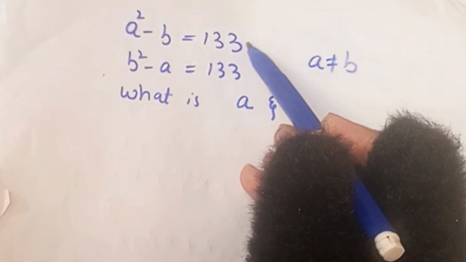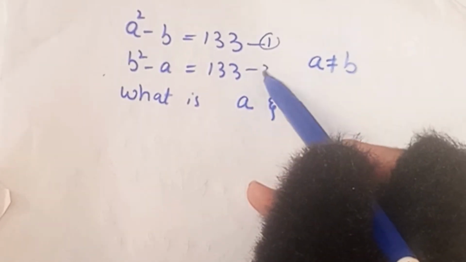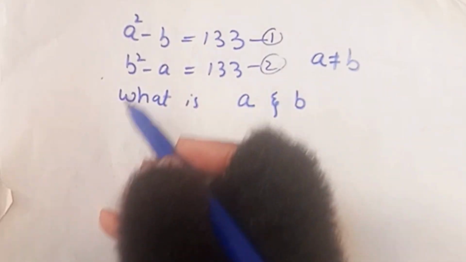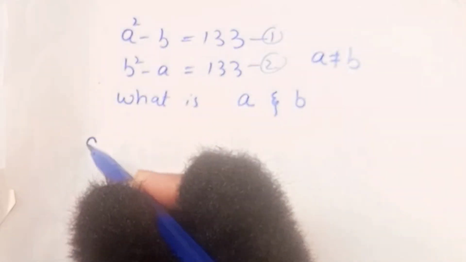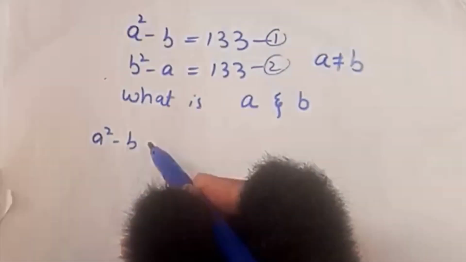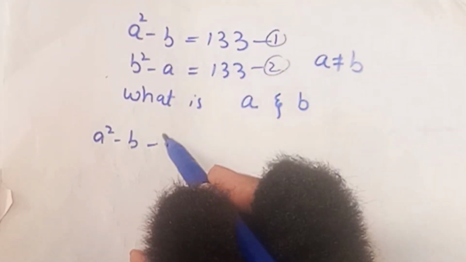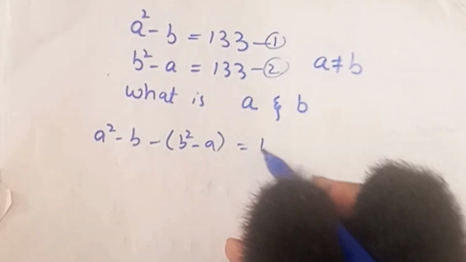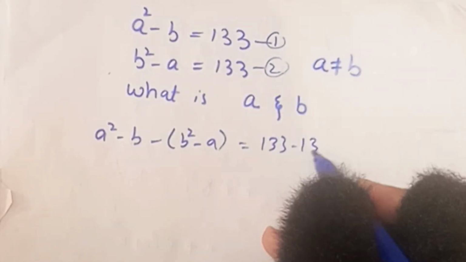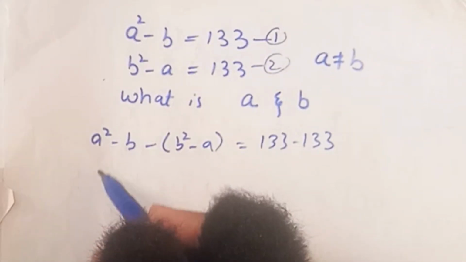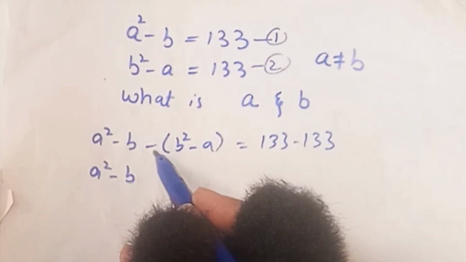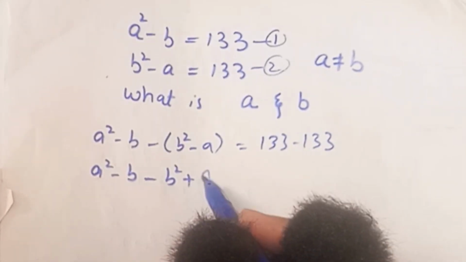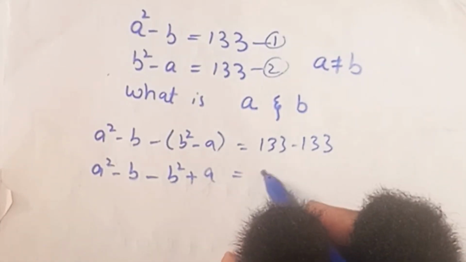First of all, we call this equation number 1 and this equation number 2. If we subtract equation 2 from equation 1, we get a² − b, and subtracting equation 2, which is b² − a = 133, we get 133 − 133. So this becomes a² − b² − b + a = 0.